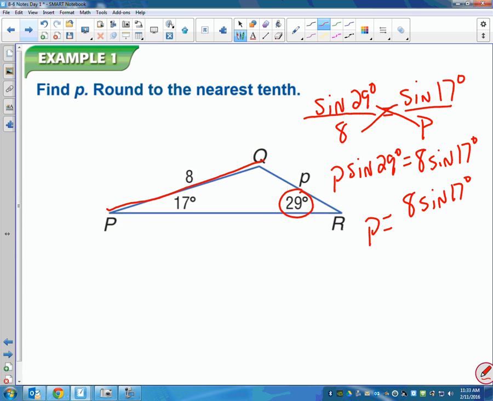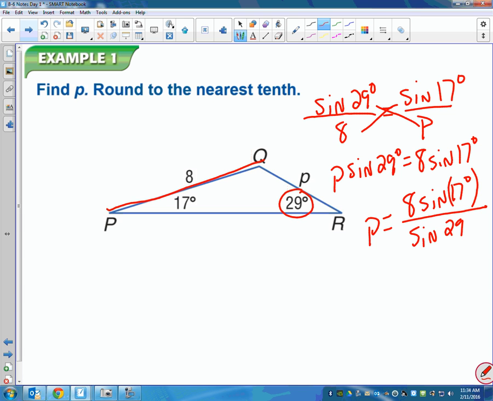And remember on the calculator, when you type in sine, it opens a parenthesis, so you have to close that parenthesis on your calculator, or your calculator will keep taking the sine of whatever you type in. And then divided by the sine of 29. If you don't close the parenthesis on the very last thing you type in, it's okay. But if you don't close the parenthesis on the 17, you're going to get a very different answer.